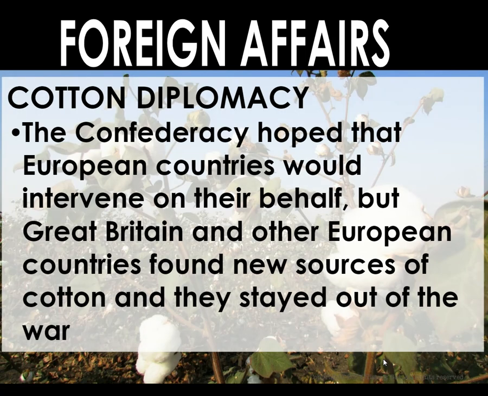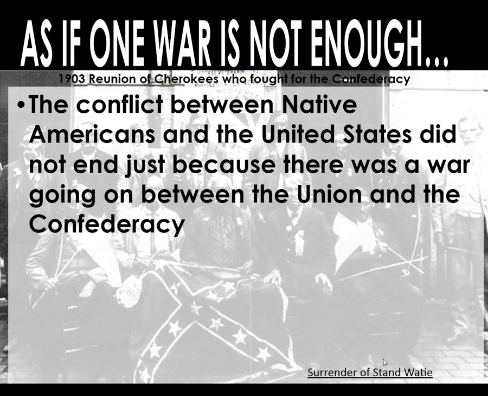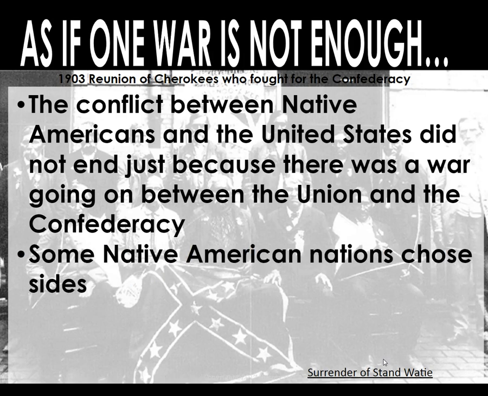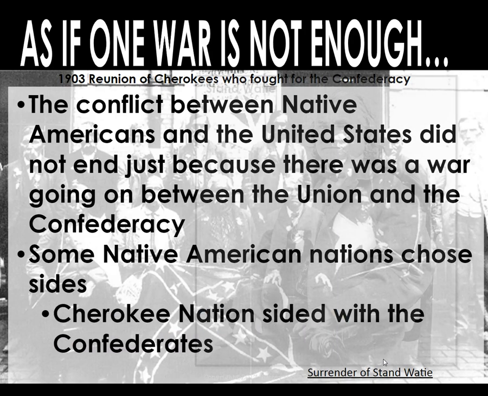Cotton diplomacy is another foreign affair, this one dealing with the Confederacy. The Confederacy hoped the European countries would intervene on their behalf, but Great Britain and other European countries found a new source for cotton, and they stayed out of the war. As if one war was not enough, the conflict between Native Americans and the United States did not just end because there was a war going on between the Union and the Confederacy. Some Native Americans are going to choose sides. The Cherokee Nation sided with the Confederates.